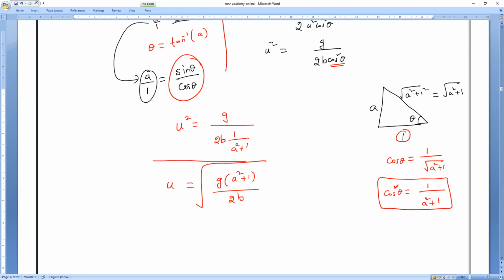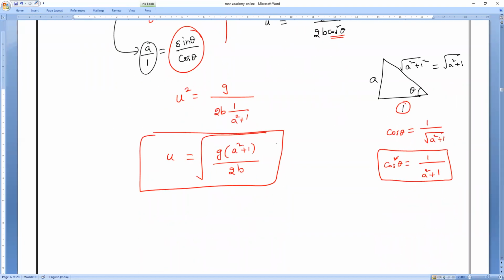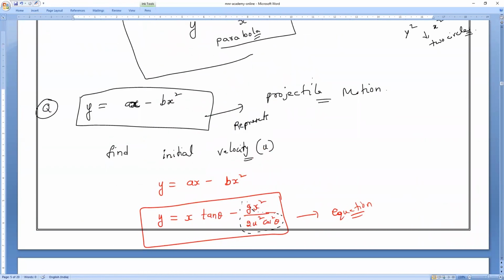So the formula for what? Initial velocity. By comparing with the ideal equation, not only initial velocity, I found the initial velocity, then I can also find whatever you want: the time of flight, the H, the R. So all the things we can find with the help of this equation. If you want, you can try and prove it. Is it okay, guys? Understand?